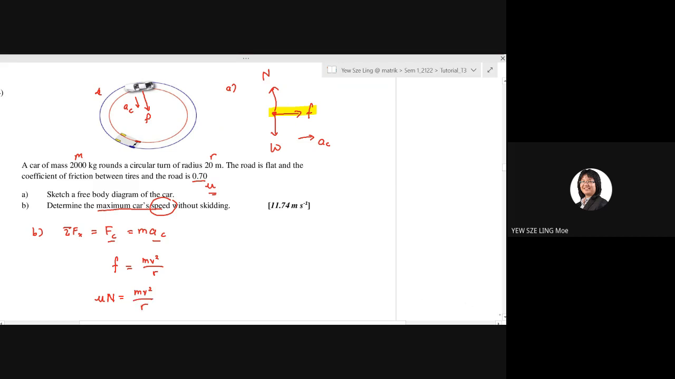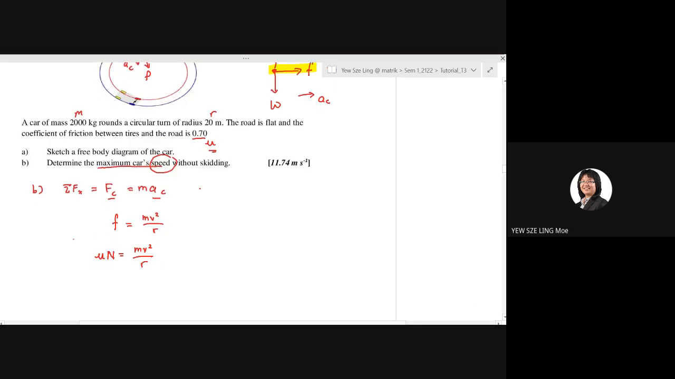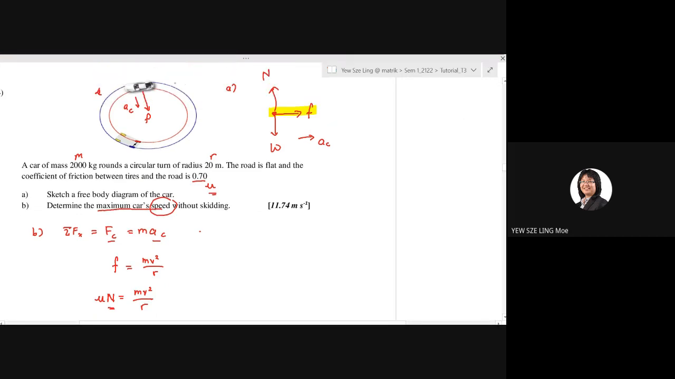Aha, so can I solve it now? Look at the equations again. I think not yet, right? Why? Because I don't have n. So how can I find n? How can I determine the value for n? So look at the free body diagram. According to the free body diagram, I have a normal force going up, and the force that is parallel to the normal force is weight, which is going down. And there's no motion along the vertical component.